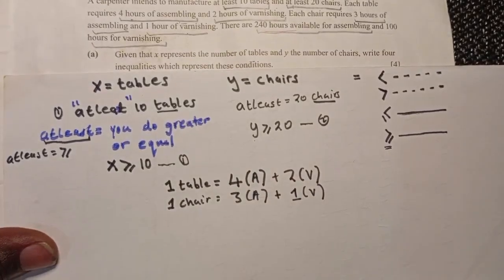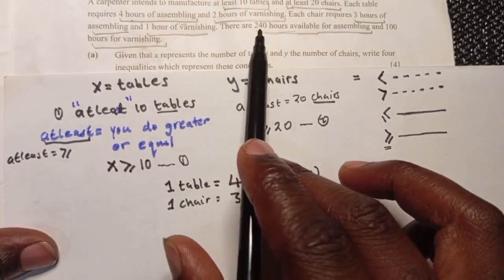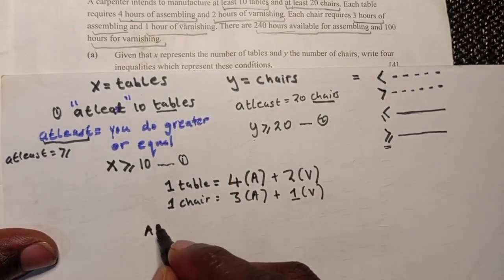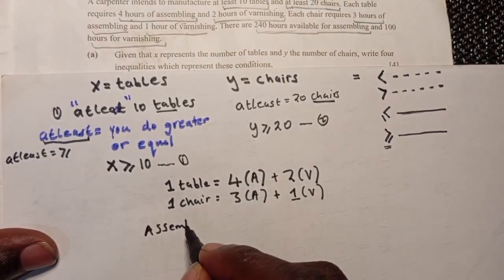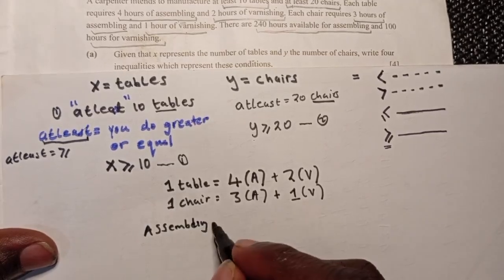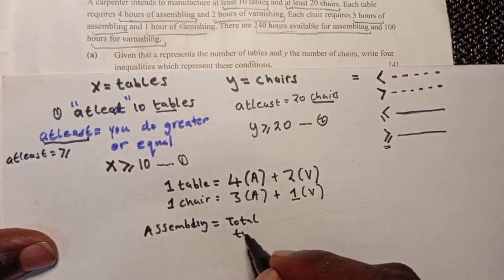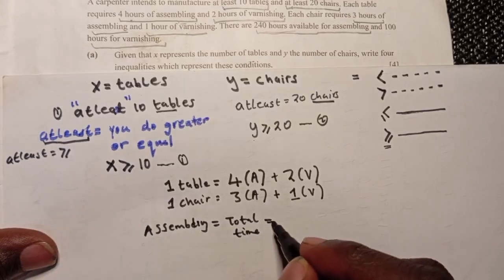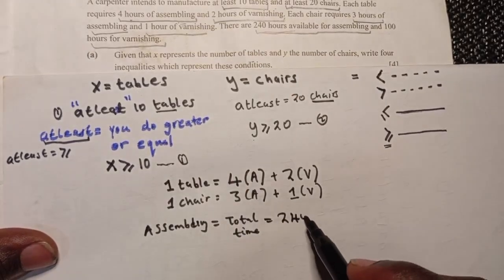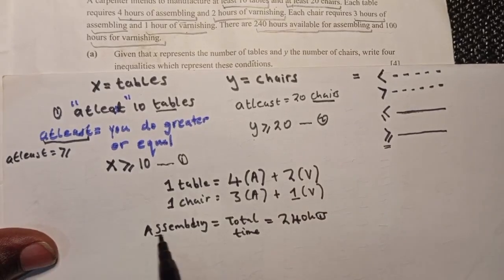So these are not the inequalities, we're just trying to understand something here. There are 240 hours available for assembling. Meaning the total time that is available is 240 hours. This is just for assembling.